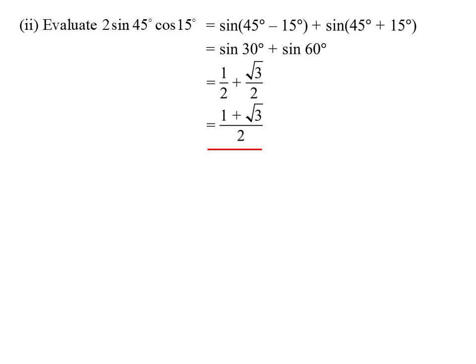If I've got to work out twice the sine of 45, cos 15. Sine cos, okay? Sine of the difference plus sine of the sum. We get nice exact angles we can substitute into, and we get our answer.